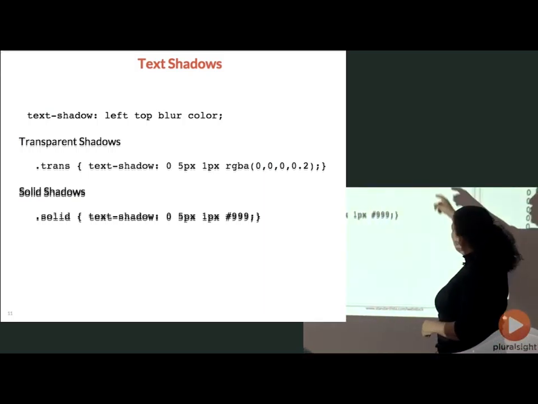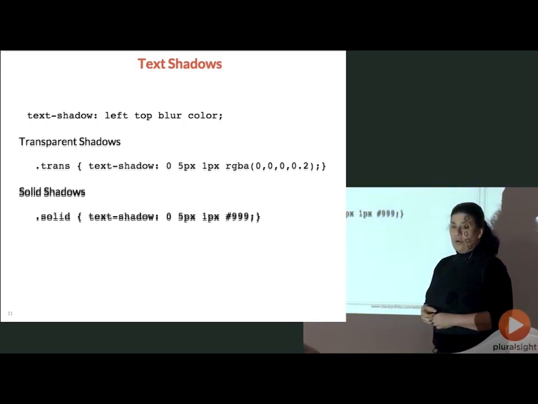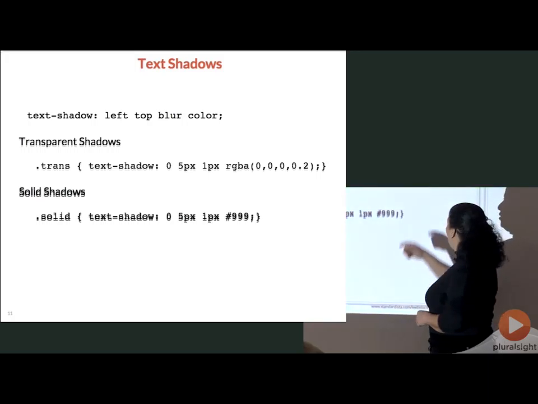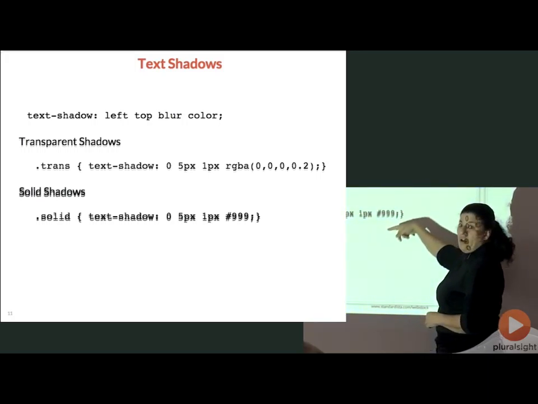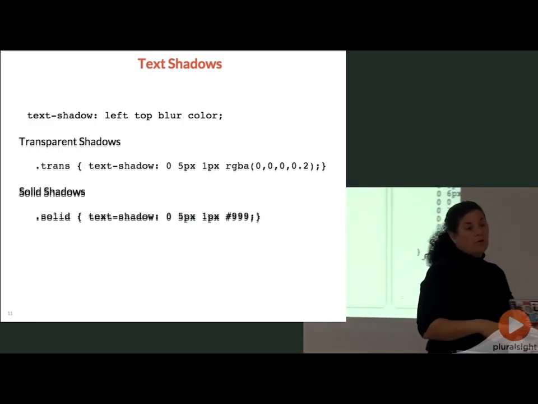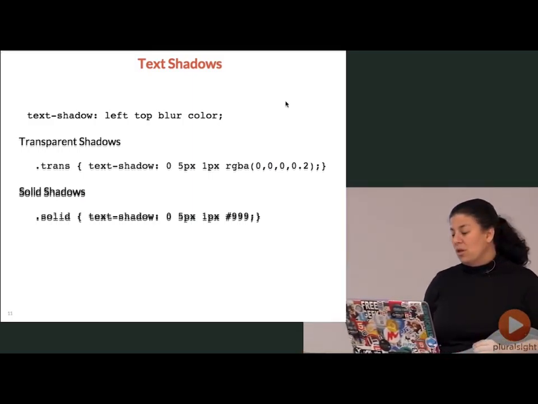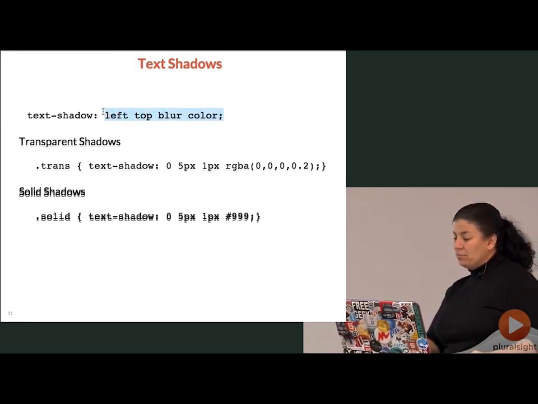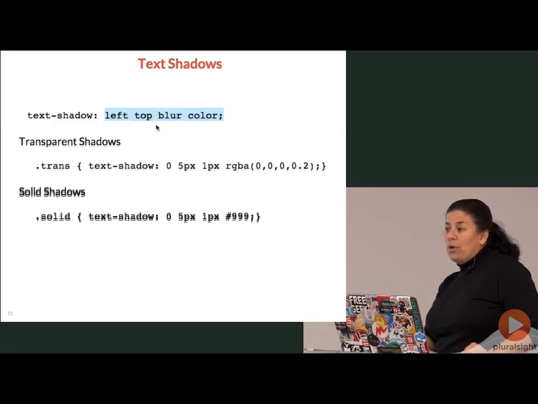This is the exact same shadow, except for a different color. I used alpha transparency here, and I did not use it here. And this looks like crap. So let's just go over the syntax. You do a left offset, a top offset, a blur radius, and then the color.